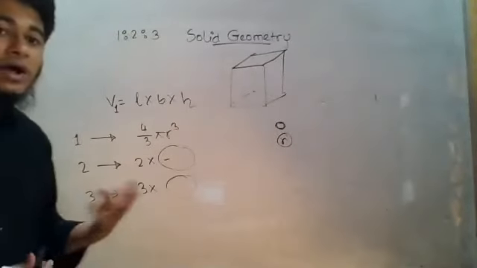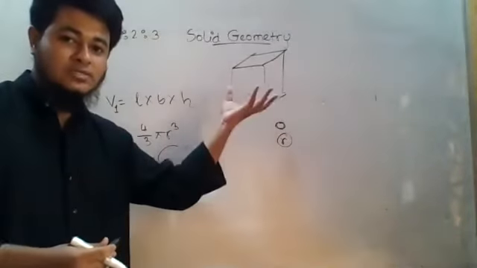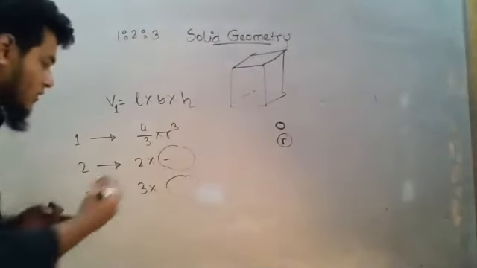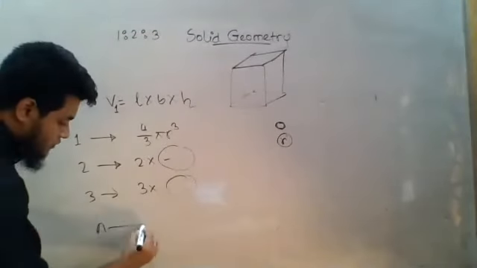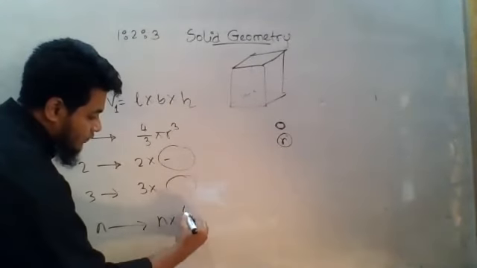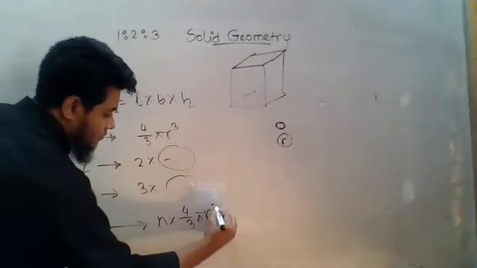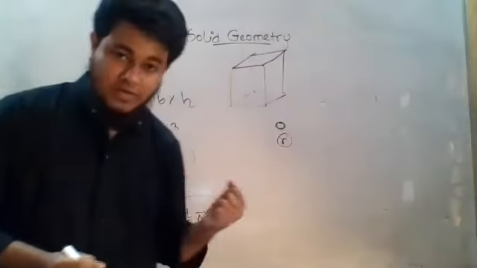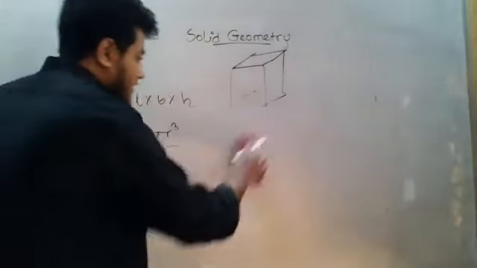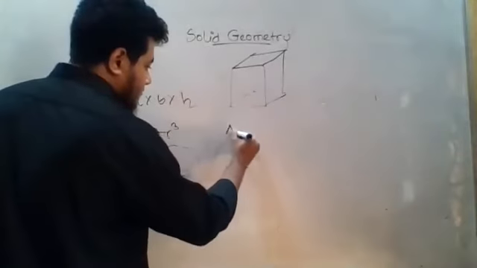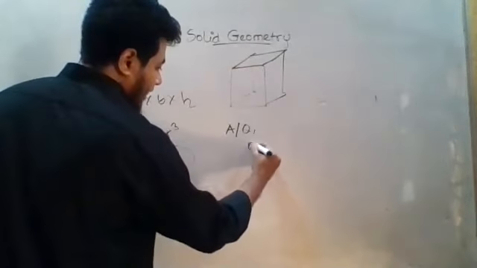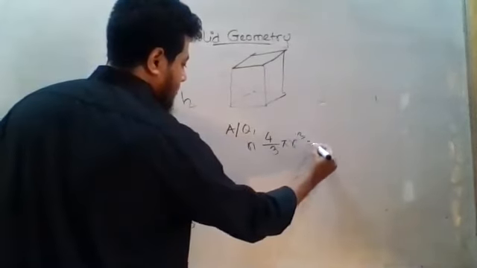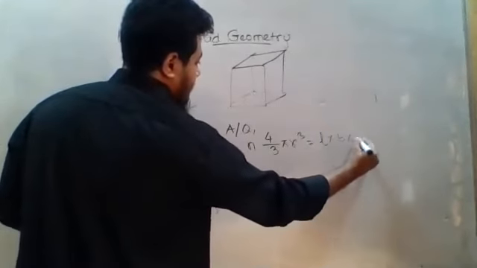Now I don't know how many I can make with this amount of material. Let us say I am making n number of shots. Then what will be the volume of n number of shots? n into 4 by 3 pi r cube. This is going to be the total volume of all the shots that I can make. So if I now write, according to the question, n into 4 by 3 pi r cube is equal to length into breadth into height.